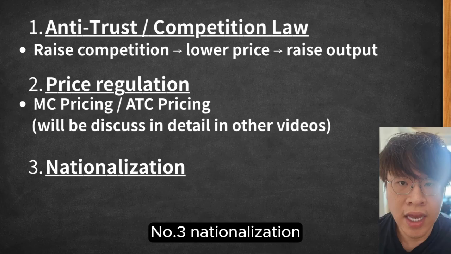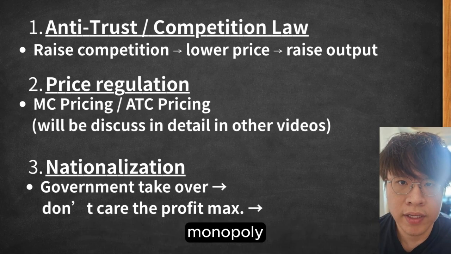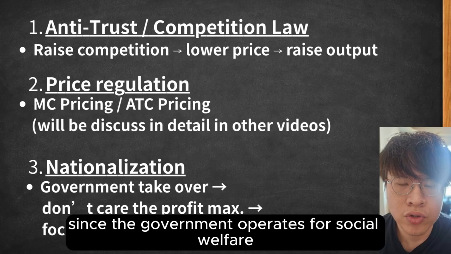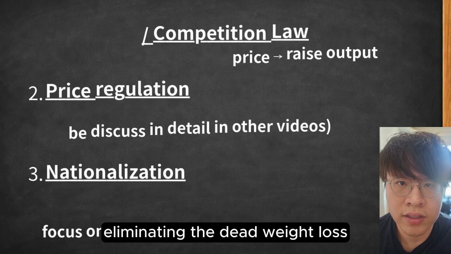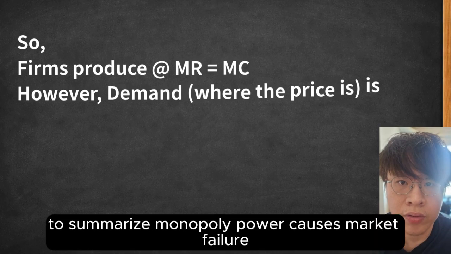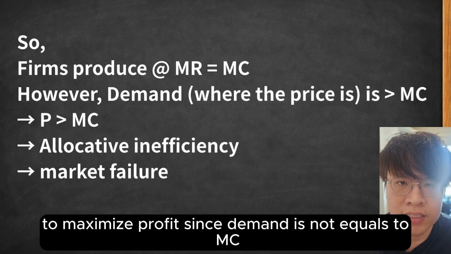Number 3, nationalization. This is when the government takes full ownership of the monopoly. Since the government operates for social welfare rather than profit, they can force the output to the socially optimal level, eliminating the deadweight loss.